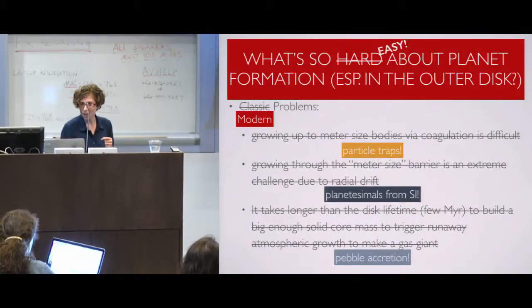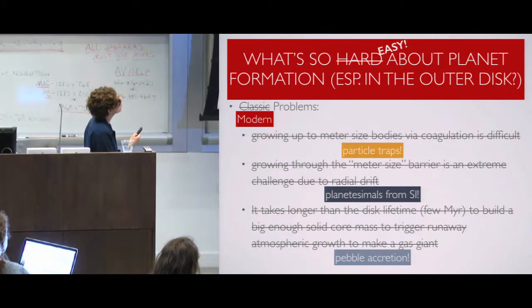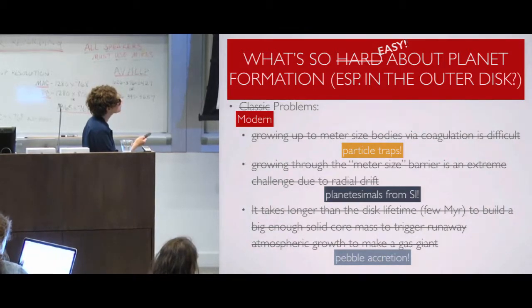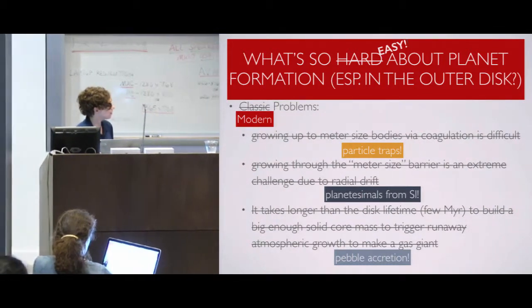Okay, great. Just to summarize, if I go back to the classic textbook problems in planet formation, our modern solutions satisfy each of these problems. We think that growing to meter-sized bodies via coagulation, or even centimeter-sized bodies, is helped by particle traps. We no longer have to grow all the way through the meter-sized barrier if we form planetesimals from the streaming instability, and we can get around some of these very stringent growth timescale issues by considering the role of pebbles in adding mass to the cores rather than just gravity-assisted collisions.